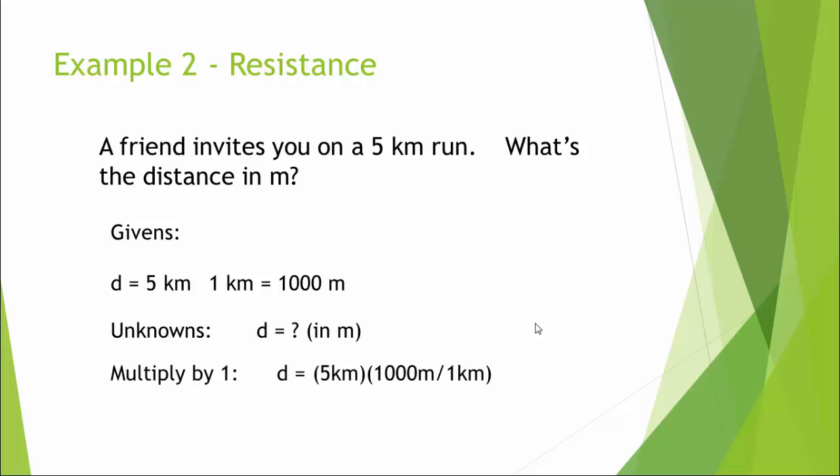Again, we can take our 5 kilometers and multiply by 1. Notice this time meters is on the top. That's the unit we want to keep. Kilometers is on the bottom. That's the unit we want to get rid of. So 5 kilometers times 1,000 meters divided by 1 kilometer. And our answer is 5,000 meters.